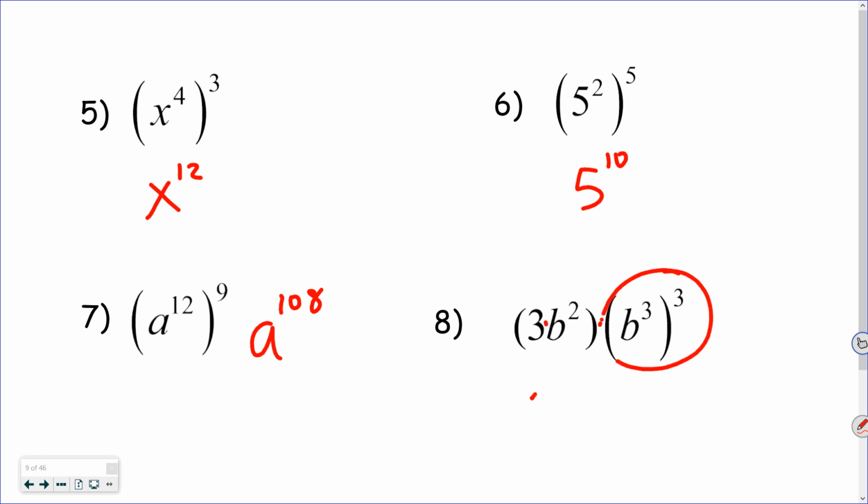So I have 3b squared times b to the 3rd to the 3rd. That's a power to a power, so the base stays the same and I multiply them. This would be 3b, and add those exponents up. 2 plus 9 is 11, so 3b to the 11th is what that works out to be.